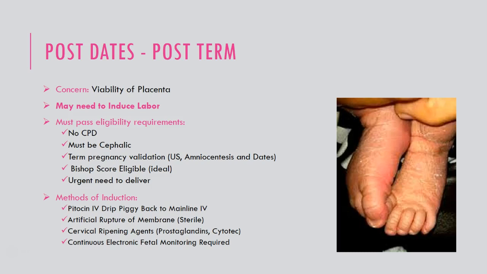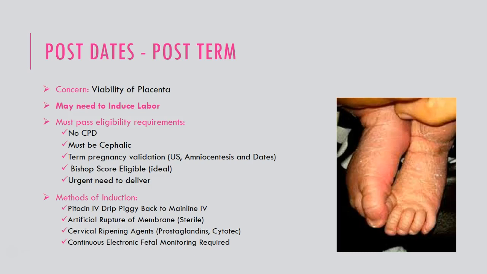And the first thing that we're going to talk about is post dates and the post-term baby. The concern with being post dates or greater than 42 weeks is the viability of the placenta. It is an organ that is grown to only last a certain number of weeks. And past 42 weeks, it starts to not function appropriately. So the baby will lose nutrition, lose oxygenation, and it can affect the fetus.